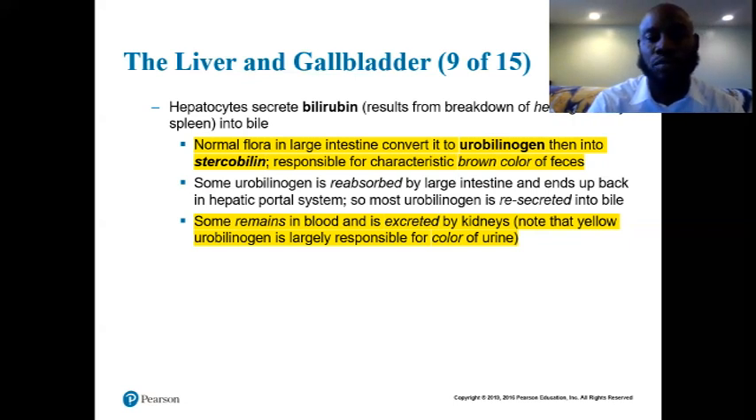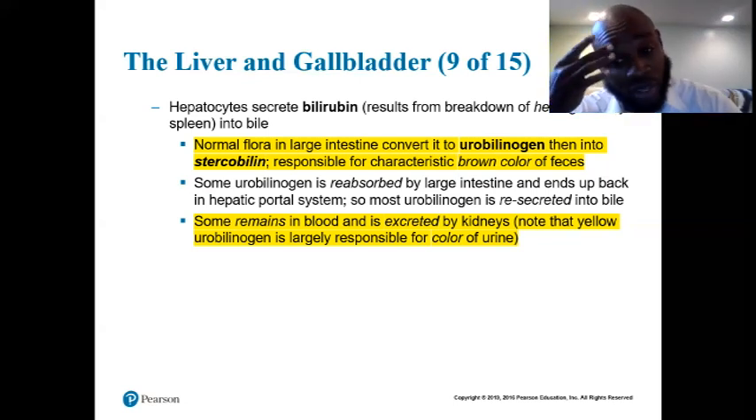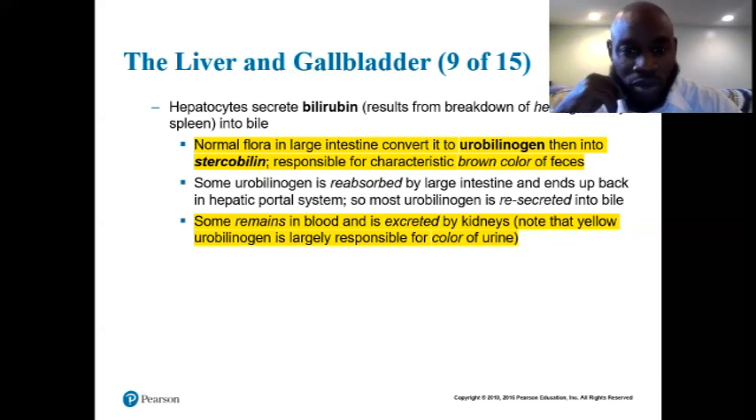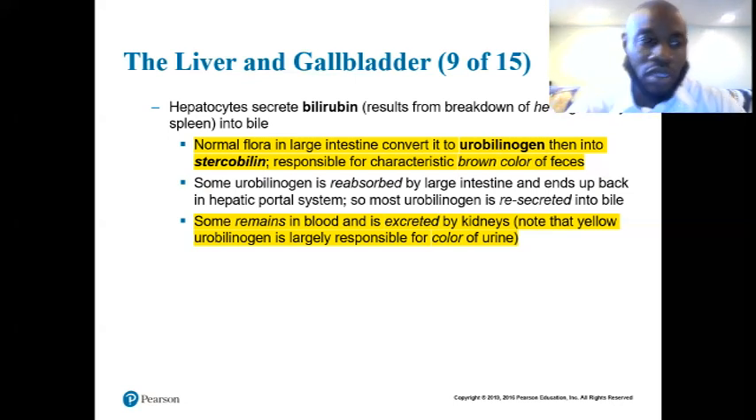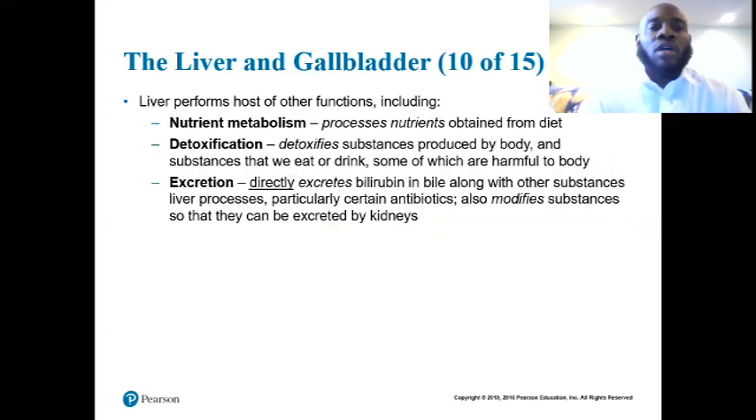All right. So the breakdown of blood cells, remember, blood cells only live a little bit over 100 days. Then we have to break them down. We're constantly breaking down blood and building new blood cells. And that's what gives us the brown color of our feces and also the yellow color of our urine. Okay. Urobilinogen. All right.